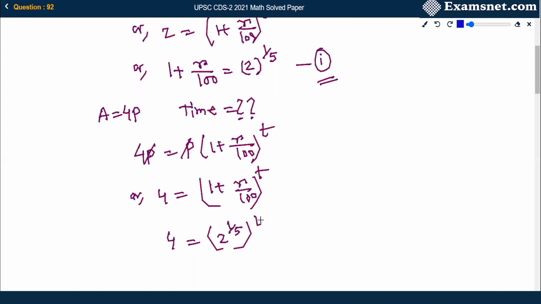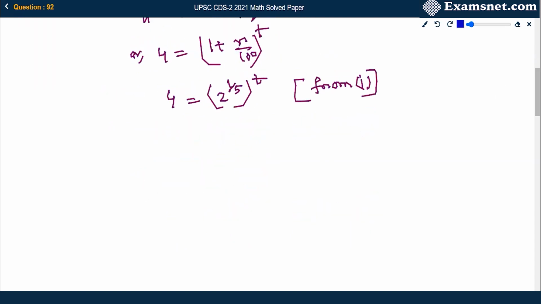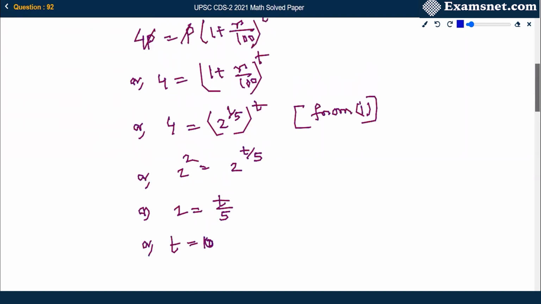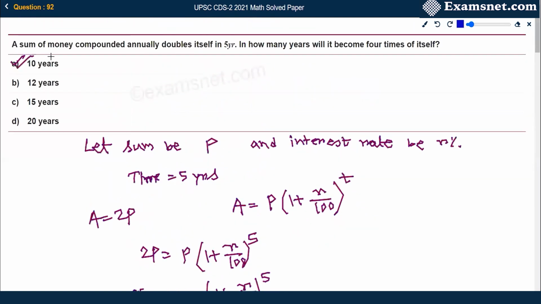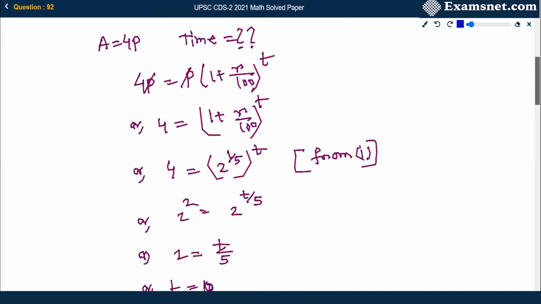So I can write that also from equation 1. Now let's see how this calculation works. So it becomes 2 square equals 2 to the power t by 5. Since the base is the same, the powers will become the same. So t equals to 10. Okay, so the sum will become 4 times in 10 years. Option A is the correct answer. This is the solution.